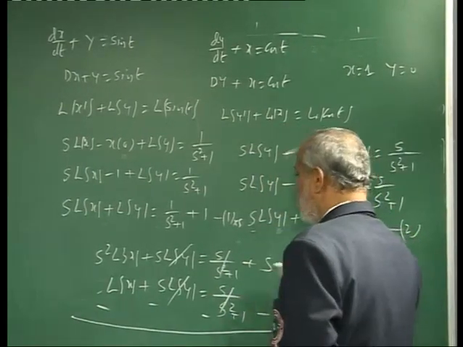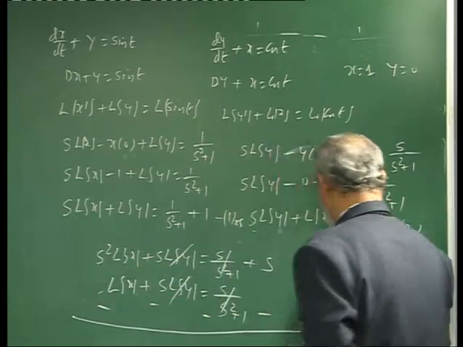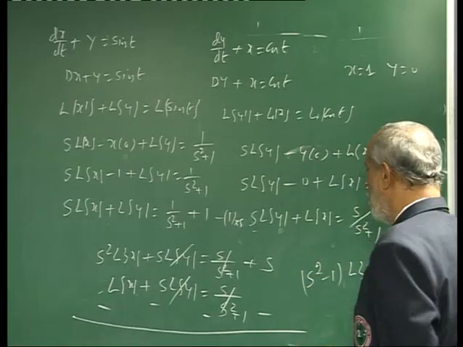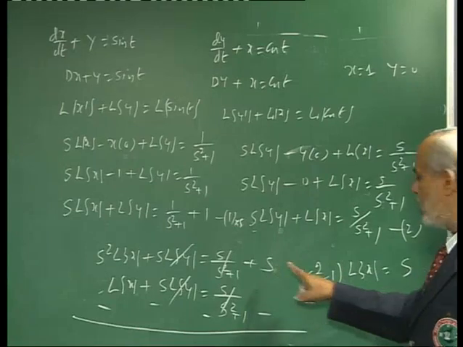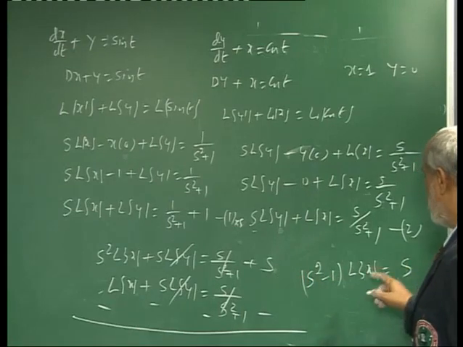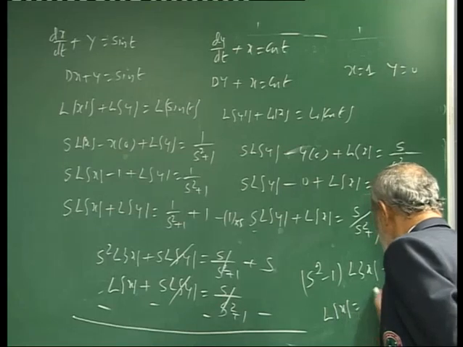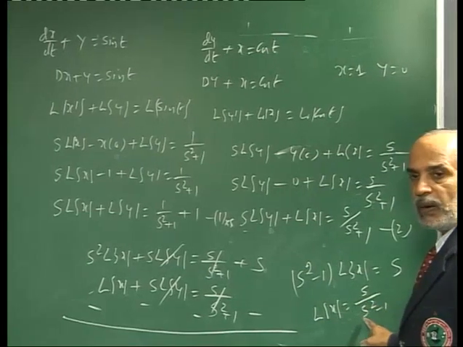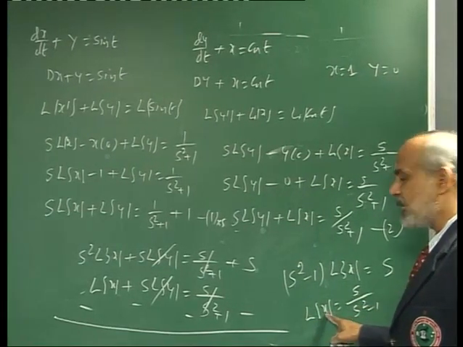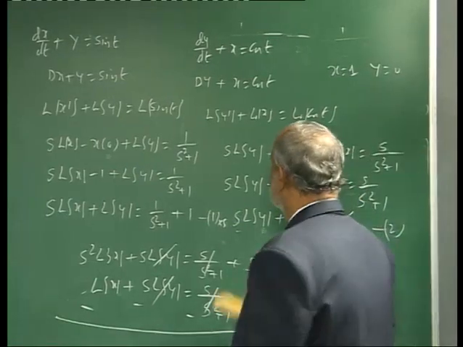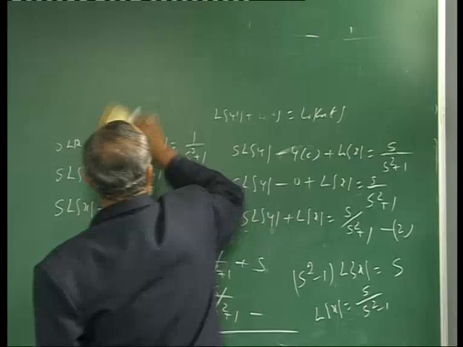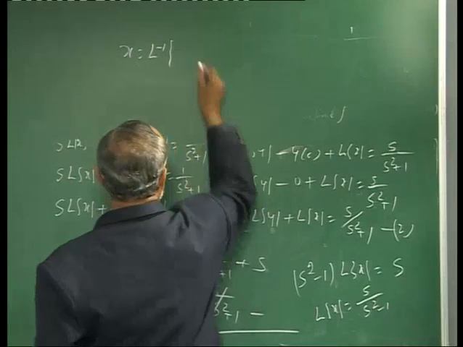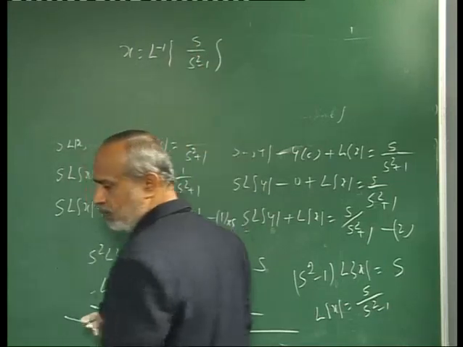Here s squared L of x, here also L of x, you can take common: s squared minus 1 into L of x is equal to s. So L of x is equal to s divided by s squared minus 1. Keep x as it is, L you can transfer to RHS. What do you get? x is equal to L inverse of s divided by s squared minus 1.